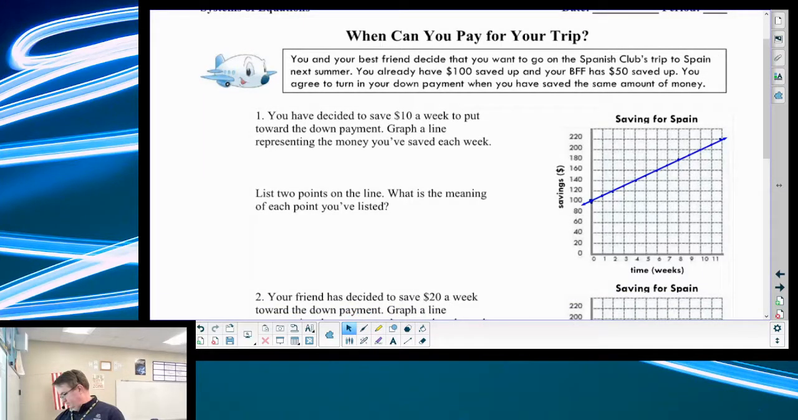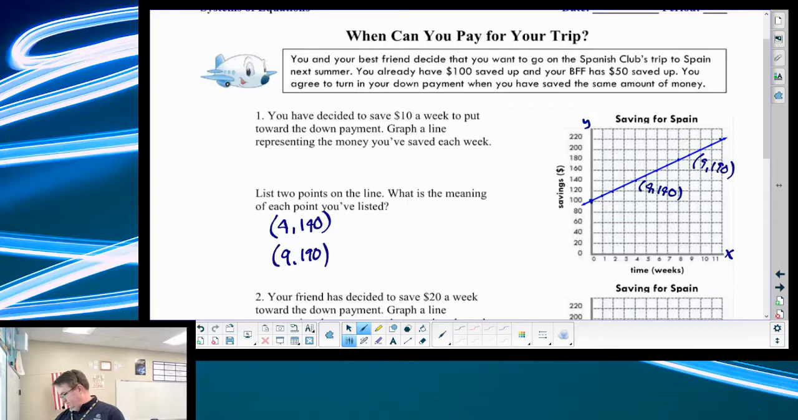So for example, remember, this is my x-coordinate, this is my y-coordinate. So maybe, let's say, 4, 140. So that'd be one point that's on my line. And you're going to do the same thing over here. So here's 4 and 140. And then let's say we do this one up over here, and that's going to be 9, and we know that's going to be 190. Okay, not too bad, right?